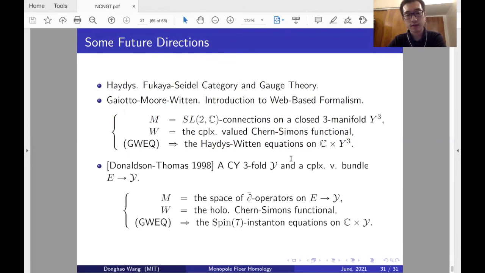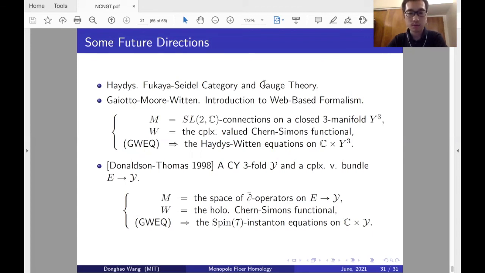And some of the ideas even go back to the seminal paper of Donaldson and Thomas, where they consider a complex vector bundle over a Calabi-Yau threefold. In their case, M is the space of d-bar operators on E, and W is the holomorphic Chern-Simons functional. And the gauged Witten equations will recover the Spin(7) instanton equations on this product eight-manifold. In some sense, the gauged Witten equations are the universal equation. You can plug in different LG models and obtain different equations in gauge theory.